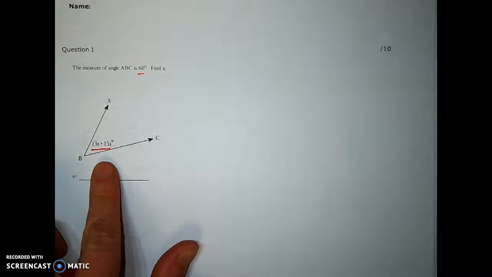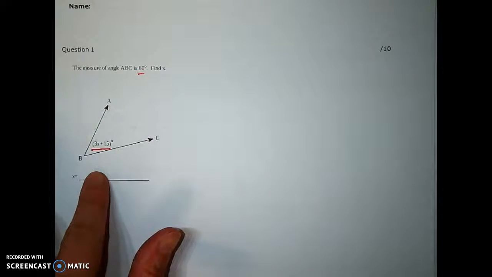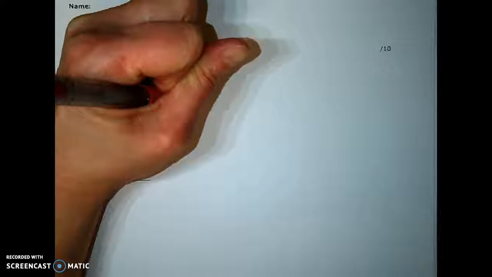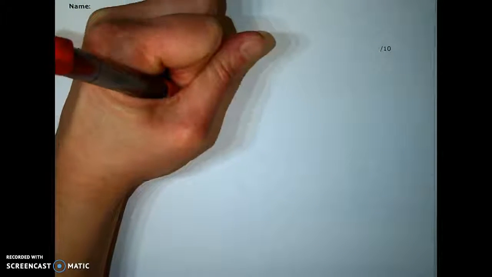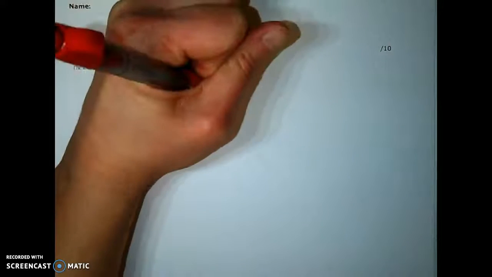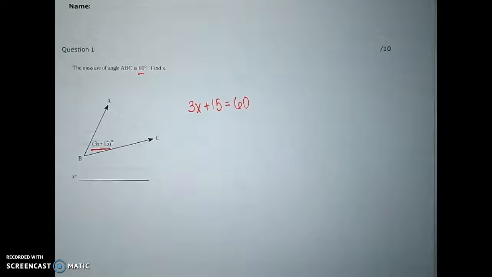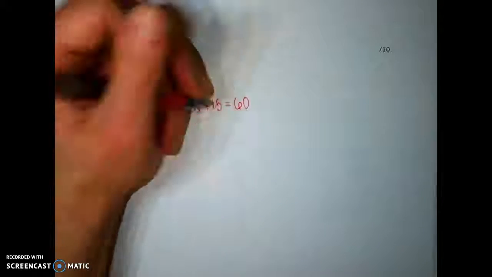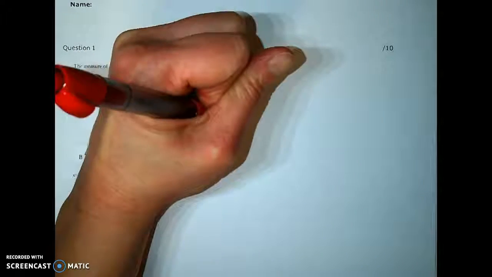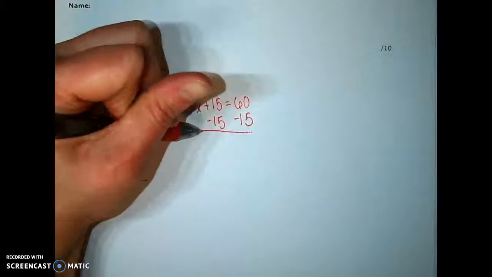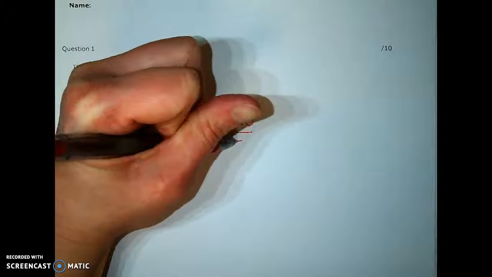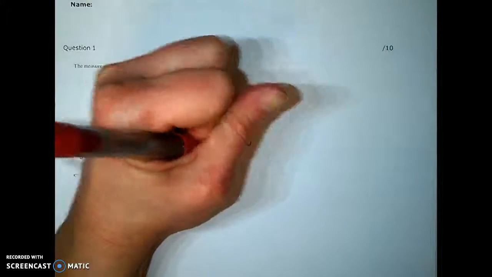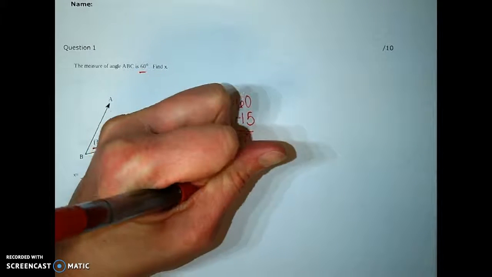So if I want to find x, I can set both of these measurements equal to each other and solve for x. So I'm going to write the equation 3x plus 15 equals 60. Then to solve for x, to get x by itself, first step is to undo addition, so I take away 15 from both sides. And that's going to give me 3x equals 45. And then I have to get rid of the 3, so I divide both sides by 3. And that gives me x equals 15.